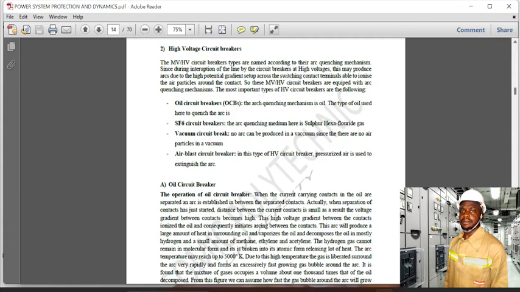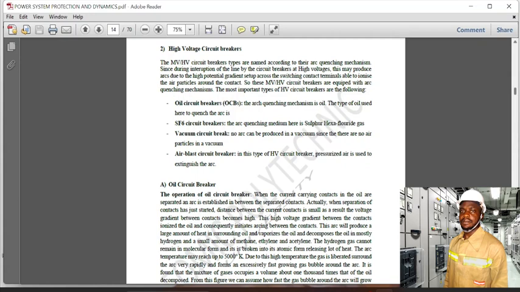And then the oil circuit breaker uses what? Oil to quench the arc, because the contacts here are in oil, so when they close or open, the arcs cannot be produced. Then the vacuum circuit breaker: in a vacuum there are no air particles, so there cannot be an arc produced because there are no air particles to be ionized. So the breaker contacts can open and close without the arc being produced. We also have the air blast circuit breaker.